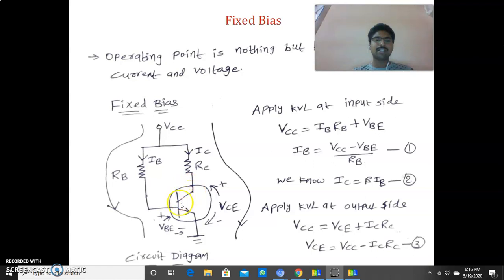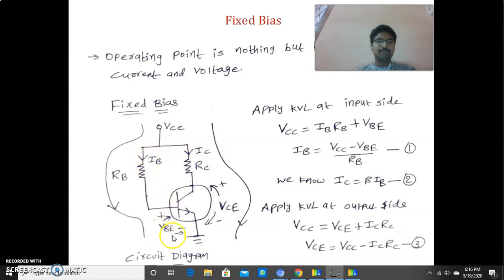Here I have considered the NPN transistor for fixed bias circuit. This is the emitter, this is the collector, and this is the base. Here RC resistor is taken at the collector and RB is taken at the base terminal. Due to this VCC power supply, the current will flow to the collector and the base. Consider the collector current is IC and base current is IB.